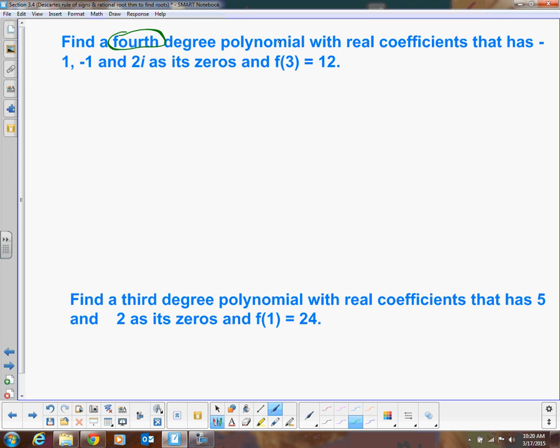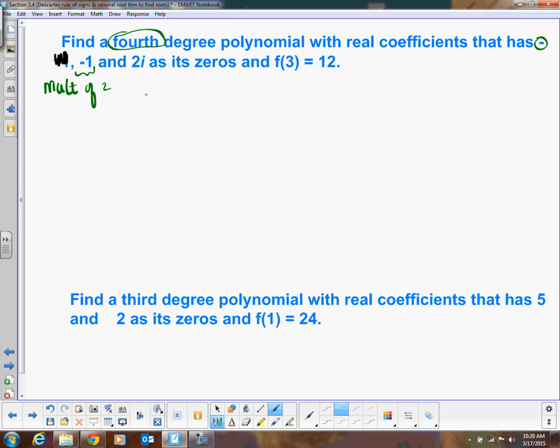With real coefficients has, do you see that? What is that? Negative 1 and negative 1. You know what I could have done? Let me rewrite this. Let's pretend that this was not there. Let's pretend that they said negative 1 multiplicity of 2. How's that? 2i as its zeros, and there's your ordered pair.